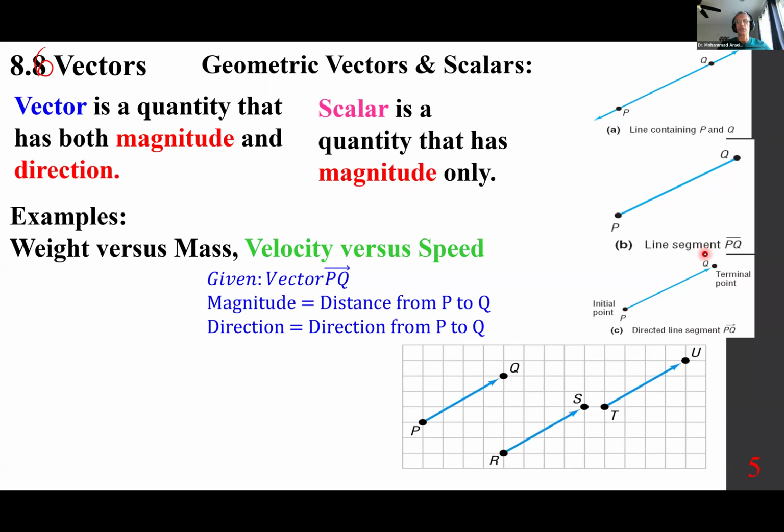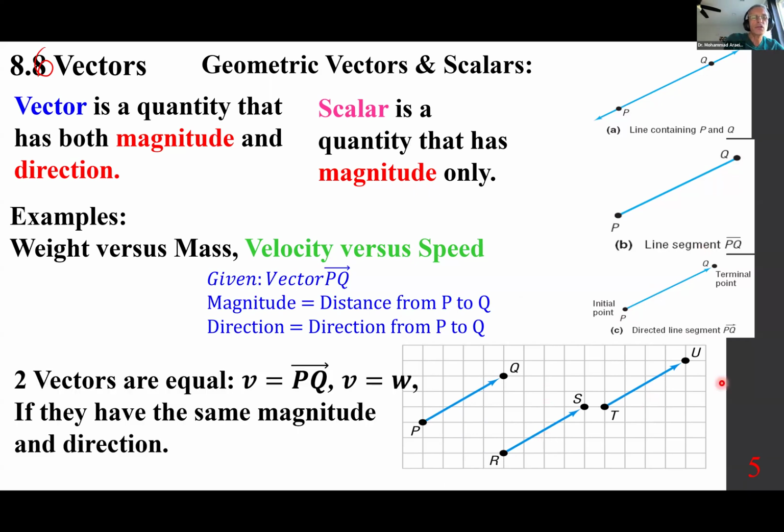So if you look at all of these, vectors are equal. V equals PQ, V equals W, if they have the same magnitude and direction. Same direction, obviously, when they are parallel, they have the same direction. And the magnitude can be calculated. So PQ, RS, TU, they are all the same because they are parallel and they have the same magnitude. So that's getting us started with the concept of vectors, everybody.